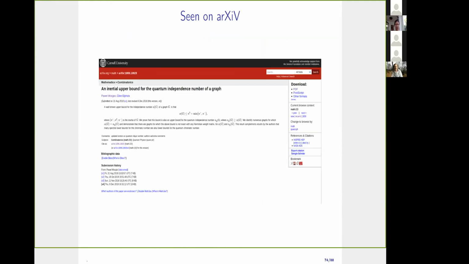And at the same time, I saw on arXiv a paper that caught my attention because they were providing an inertial upper bound for the quantum independence number of a graph, which was exactly the Cvetkovic bound that we extended. So I was wondering, can this also be done for the quantum k-independence number of a graph, the quantum counterpart of the k-independence number, the thing we have been working with?